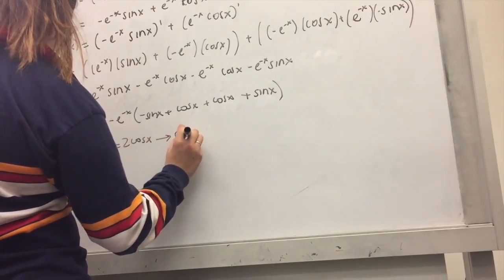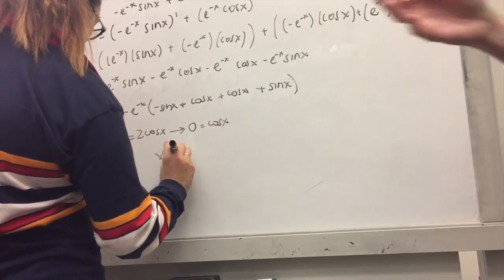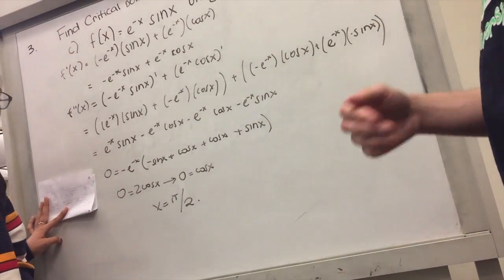Get rid of the negative e to the negative x. Find that 0 is equal to 2 cos x, because the two signs cancel out. 0 is equal to cos x, which gives x equal to pi over 2, and that's your inflection point.